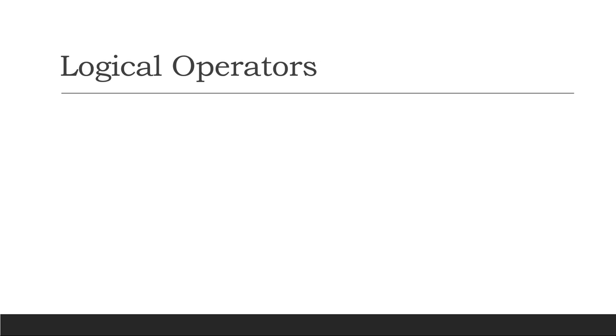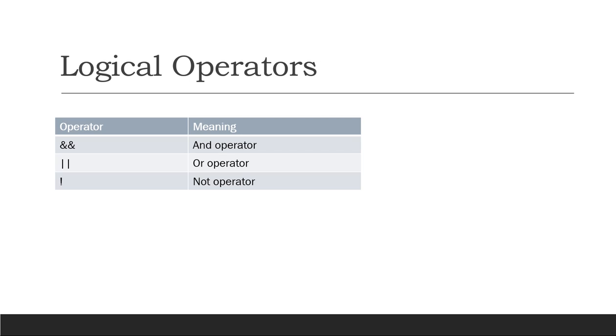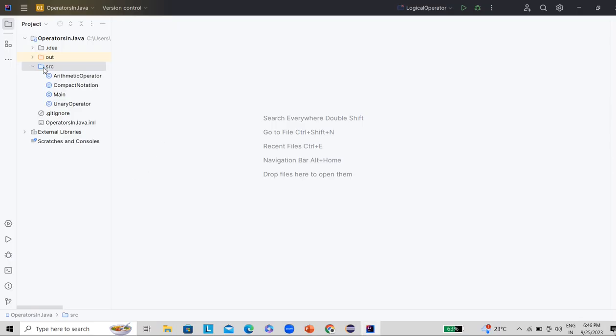A compound condition is a combination of several simple conditions. So logical operators are also divided into three categories. First is the AND operator, second is the OR operator, and third is the NOT operator. So let's go to the IntelliJ IDE and create one simple class and demonstrate it.